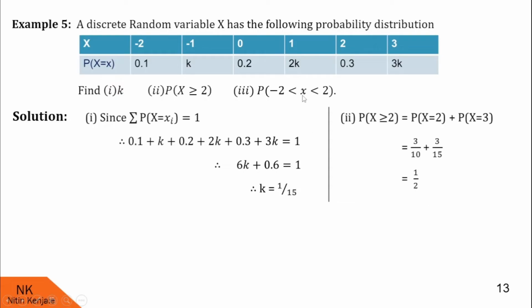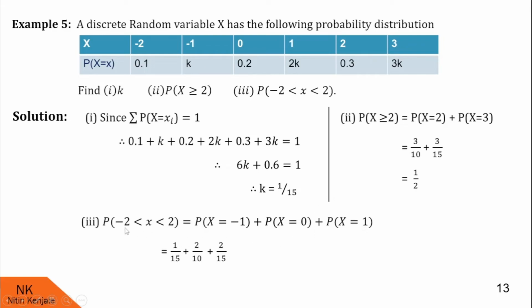Now we find P of x between minus 2 and 2. So check what are the values of x that lie between minus 2 and 2. They are minus 1, 0 and 1. So we simply add probabilities of minus 1, 0 and 1 to get P of x between minus 2 and 2. Therefore, adding k, 0.2 and 2k, we get P of x between minus 2 and 2 as 2 by 5. Now let us proceed for next example.